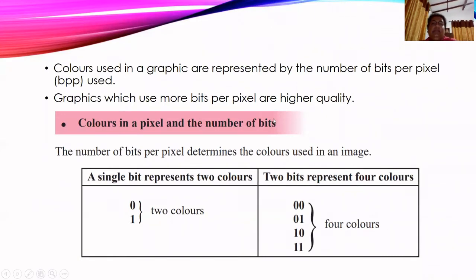Normally, this is another factor, and it is very important. Here we have to see another relationship: the number of colors in the pixel and the number of bits in the pixel. So that is very important, right?